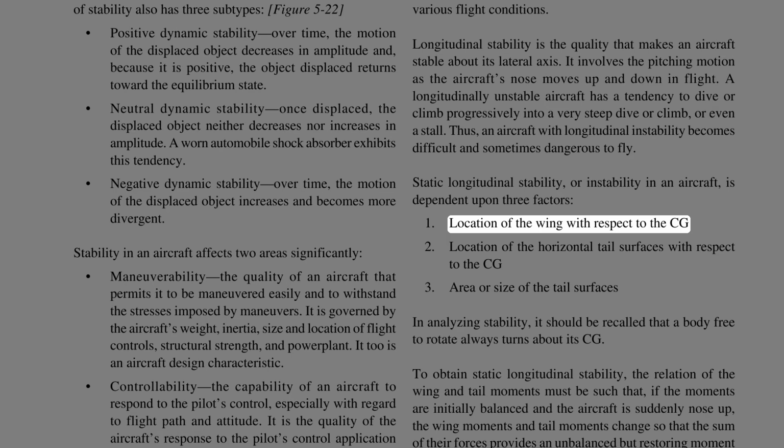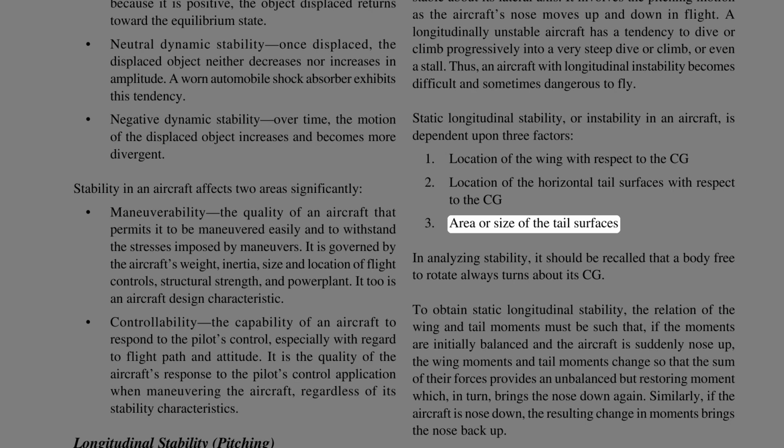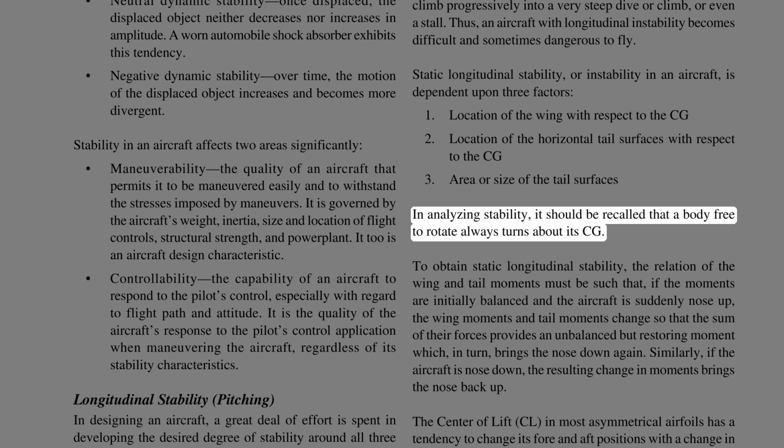Location of the wing with respect to the CG. Location of the horizontal tail surfaces with respect to the CG. Area or size of the tail surfaces. In analyzing stability, it should be recalled that a body free to rotate always turns about its CG.